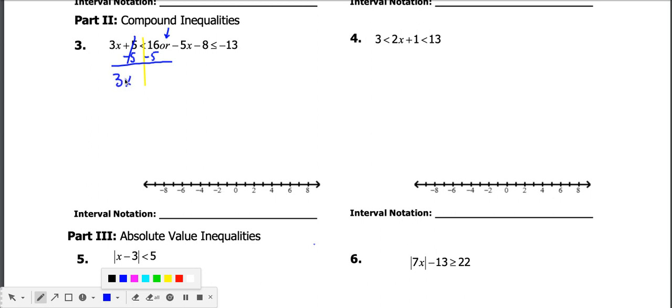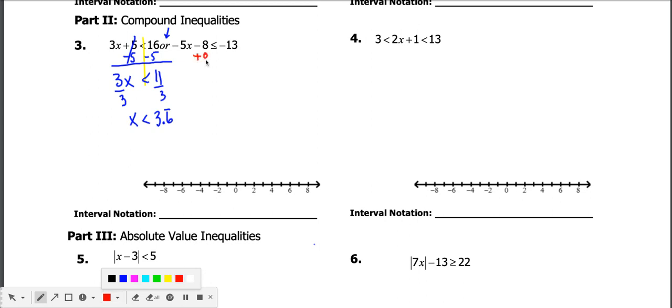We get 3x is less than, and this would be 11. So we're going to divide by 3, and what we get left over is x is less than, and we take 11 divided by 3, and we get 3.6 repeating. And that's okay, no big deal. Okay, what about this one? Solve it.